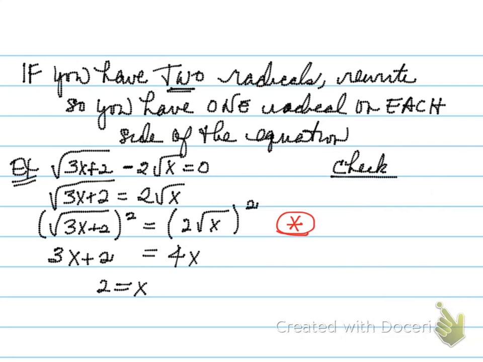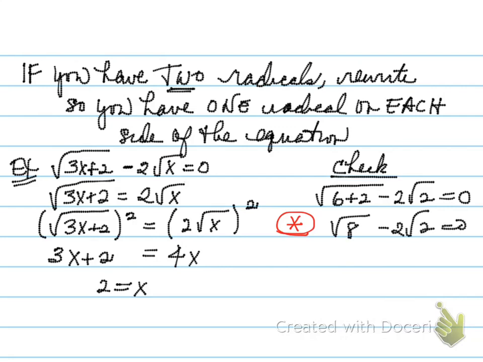We have the square root of 3 times 2, which is 6, plus 2, minus 2 times the square root of 2. Does that equal 0? That's what we're trying to figure out. The square root of 8 minus 2 root 2 equals 0. And 8, when you simplify it, is 2 root 2, minus 2 root 2, then yes, that equals 0. So you can circle x equals 2 as your answer because you have shown that it works.